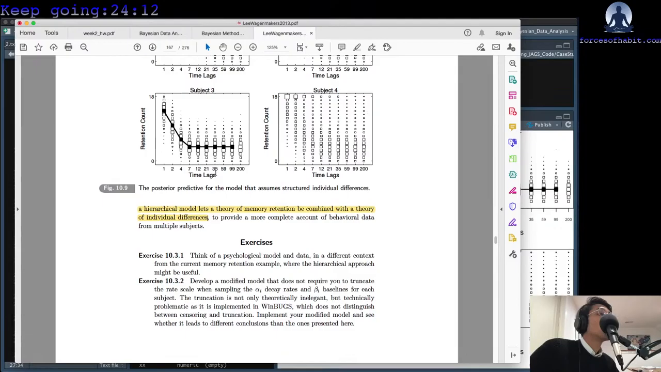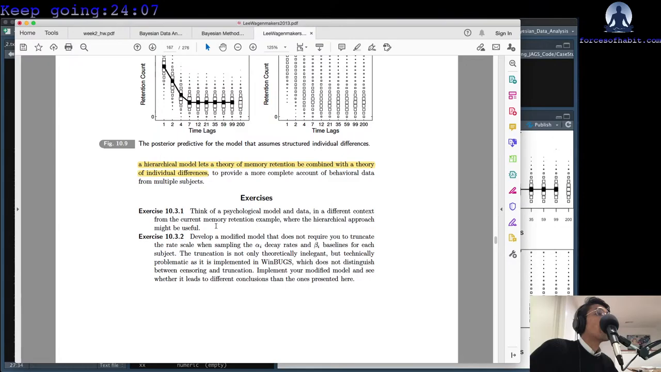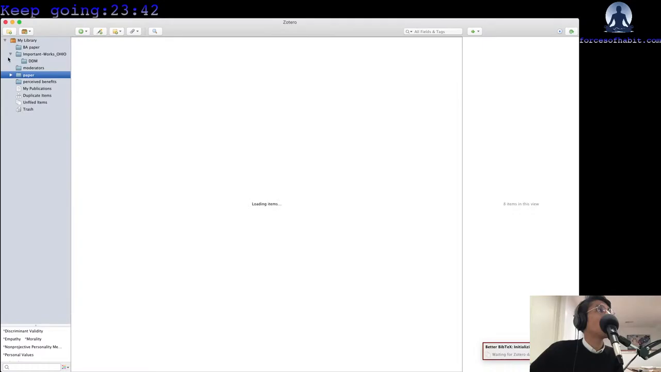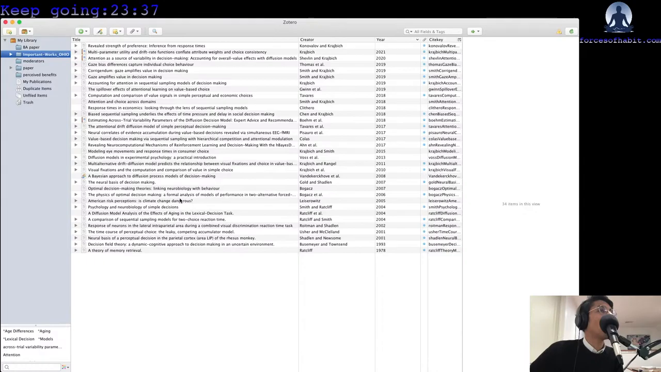Think of a psychological model and data in a different context from the current memory retention example where a hierarchical approach might be useful. I can tell you right off the bat, I'm currently interested in learning about a process known as drift diffusion models. And I'm just going to pull up my Zotero here. Zotero is how I keep references. I don't mind my reference structure right now, but here are some of the readings that I've been more or less interested in the past couple weeks.